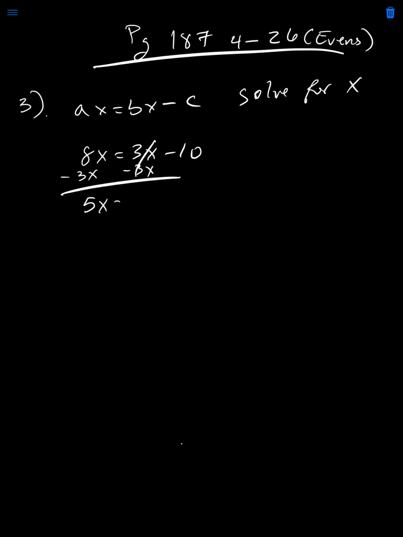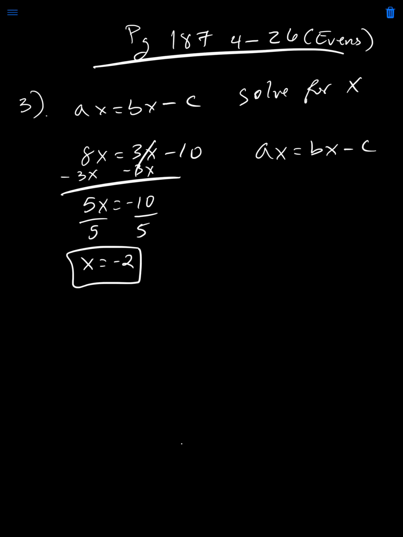8x equals 3x minus 10. And we have to solve for x. So I'm going to subtract 3x on both sides. 5x is equal to negative 10. Then divide both sides by 5. So x equals negative 2. So if you got negative 2 for 3, that's fine.